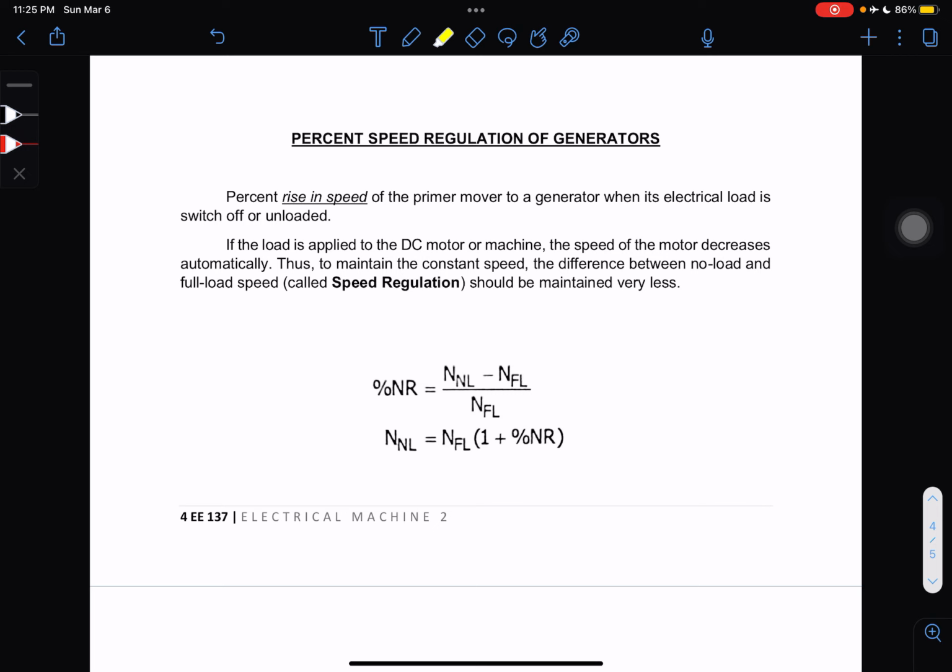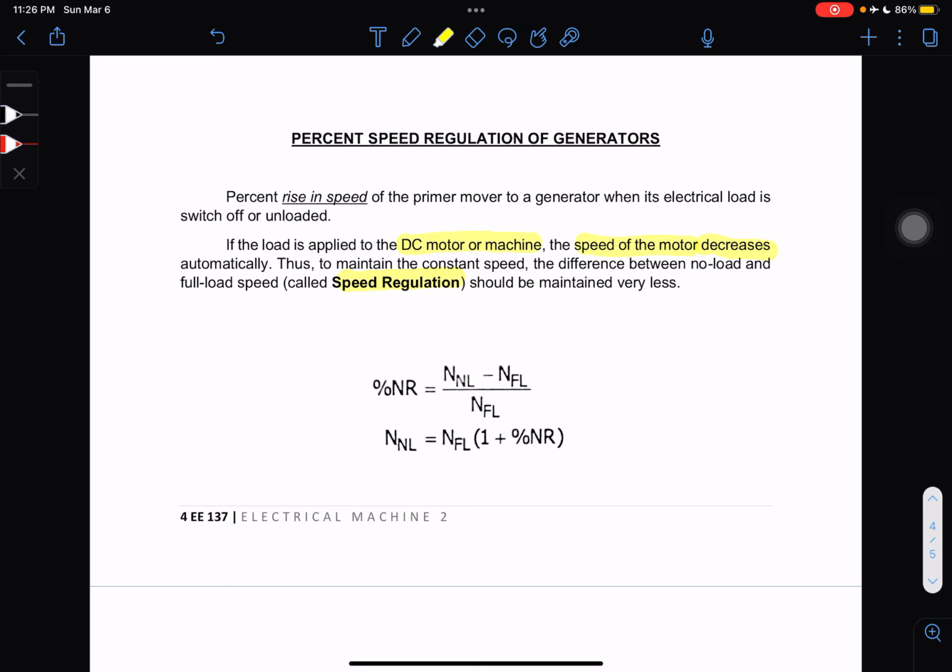If the load is applied to the DC motor or machine, the speed of the motor decreases automatically. So giingon dire if ang atuang load naka-connect siya sa direct current nga motor or machine, so automatically ang speed sa atuang motor mo decrease siya. Thus, to maintain the constant speed, the difference between no load and full load speed, so ginatawag nga speed regulation, should be maintained very less.